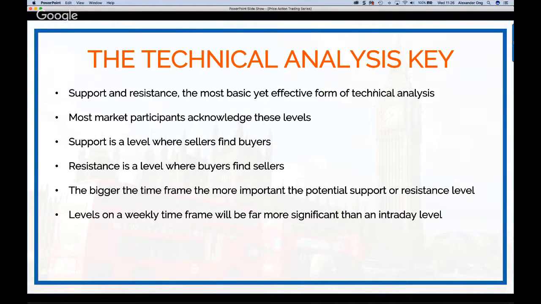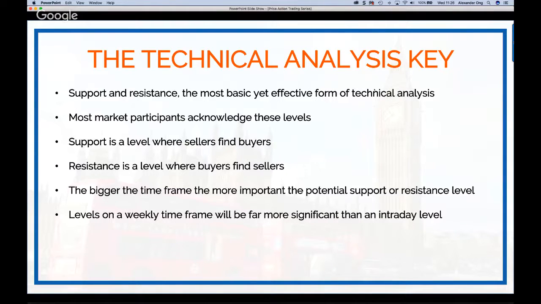So what is support and resistance? Well, support is an area where sellers find buyers. So if you imagine the market's been moving down, and as it moves down, it comes to an area where it can't go any further. And then it goes in the opposite direction, it starts going up. That's what's known as a support level.